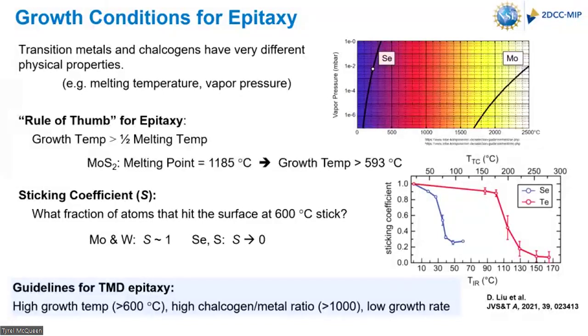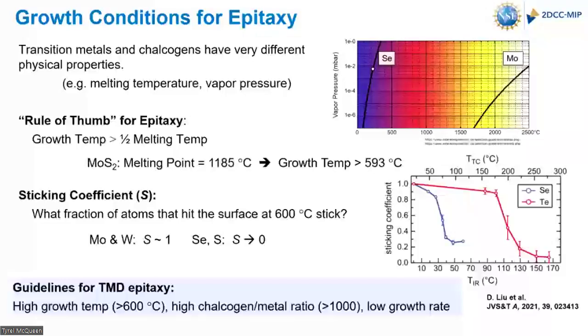So as a result, we know that the growth temperature we're going to need has to be probably 600 degrees C or higher, right? So we need to grow these materials at fairly high temperatures, but at those high temperatures, the sticking coefficient of the chalcogens is going to be really low. So you have these trade-offs. So typically what you have to do is use high growth temperatures, but you need to use a large excess of the chalcogen in order to get stoichiometric growth.